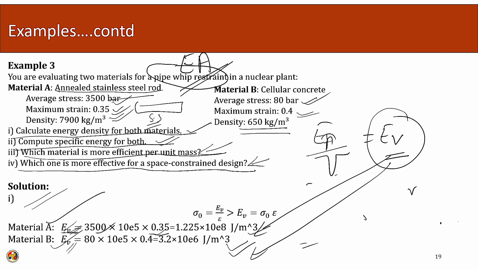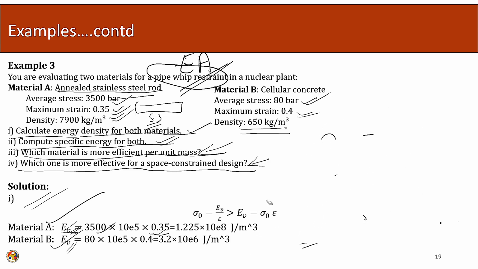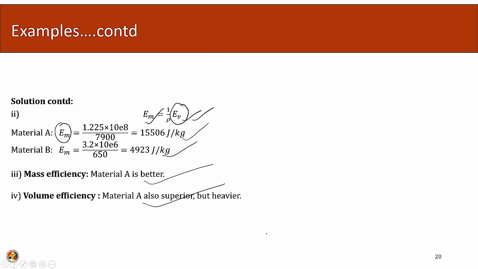We come back here. First we calculated the total energy per unit volume, the energy density, and we found that material A is superior to material B. Then we calculated the total energy per unit mass, and here also we found that material A is more efficient than material B. So, in both cases material A is superior. We used the specific energy and the volumetric energy to compare the two scenarios. We will stop here and continue in the next class.